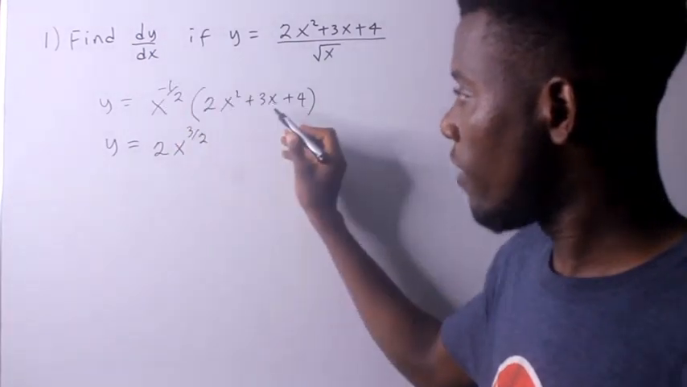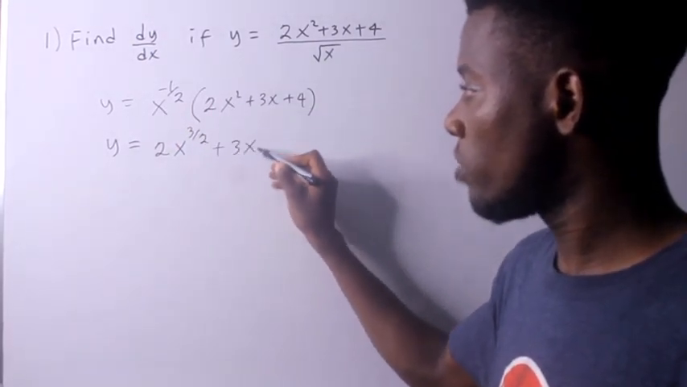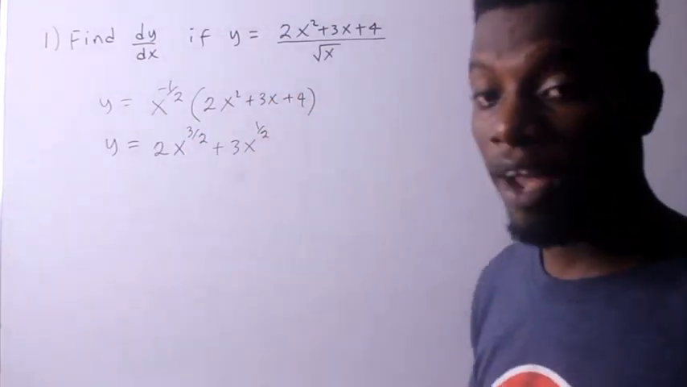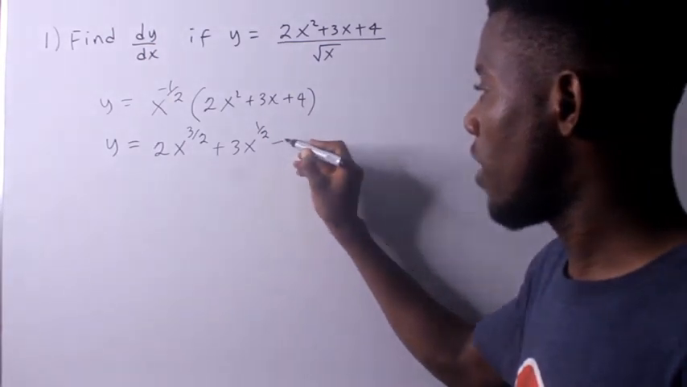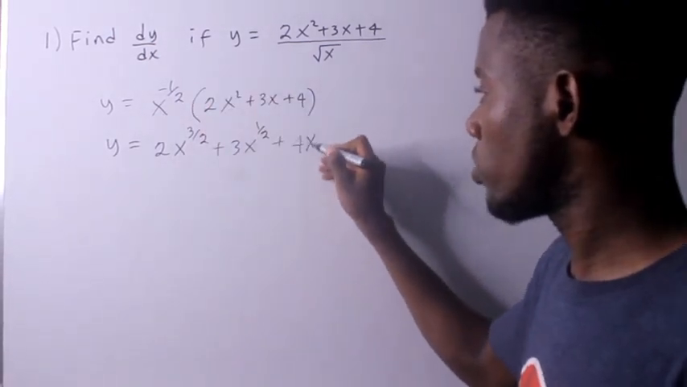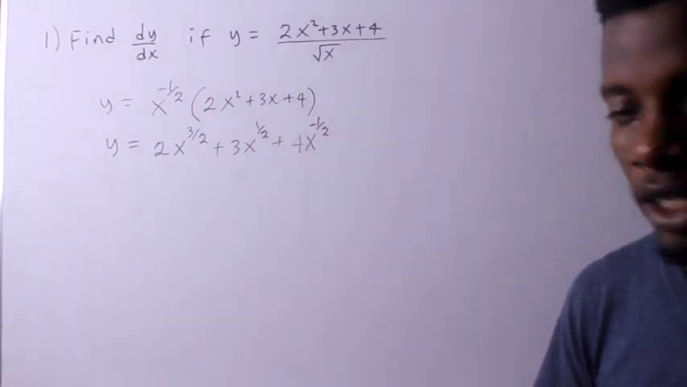x to the power of negative half times 3x. That's just 3x to the power of half, because 1 minus half is just half. And then lastly we can have x to the power of negative half times 4 is 4x to the power of negative half. At this junction, we can differentiate.